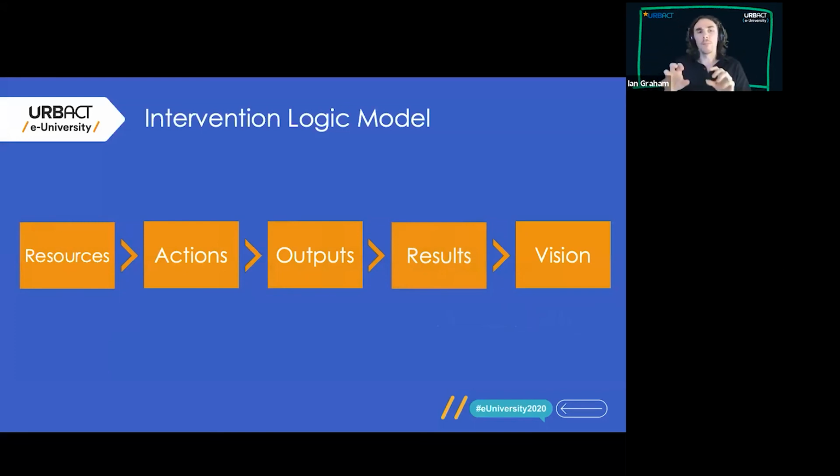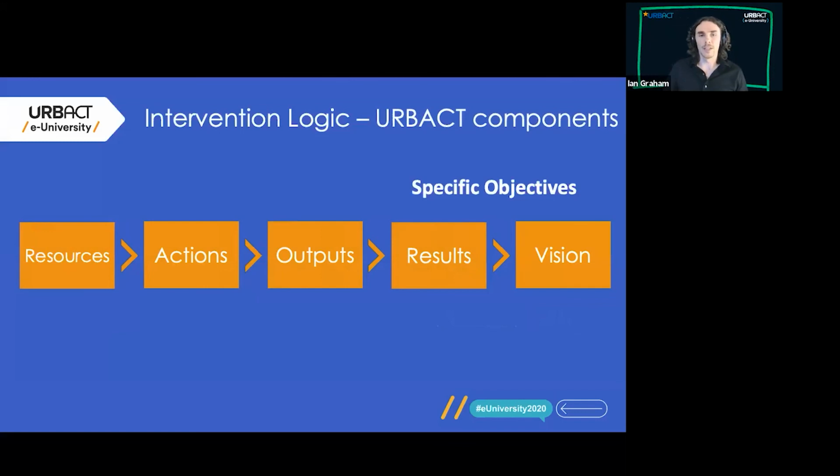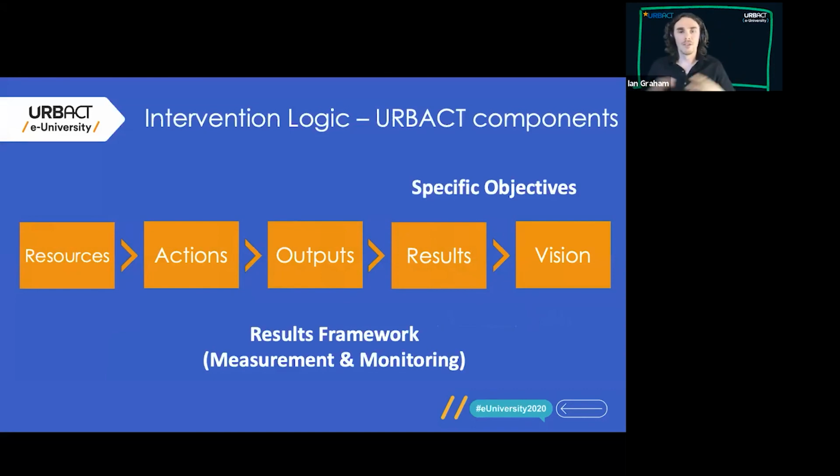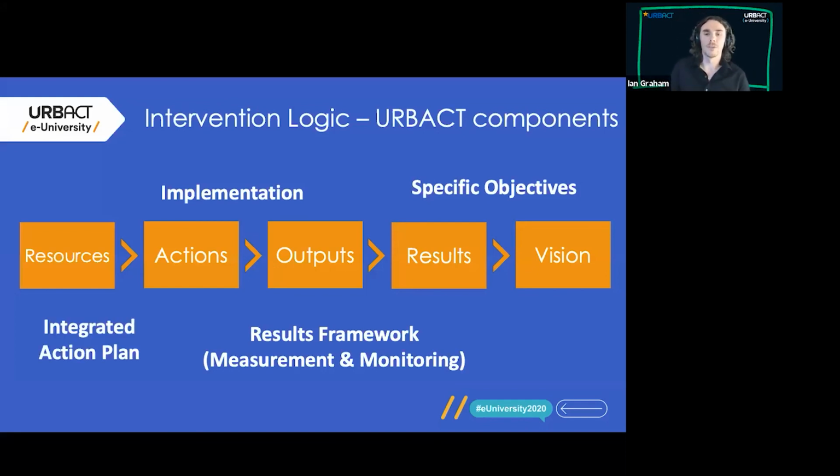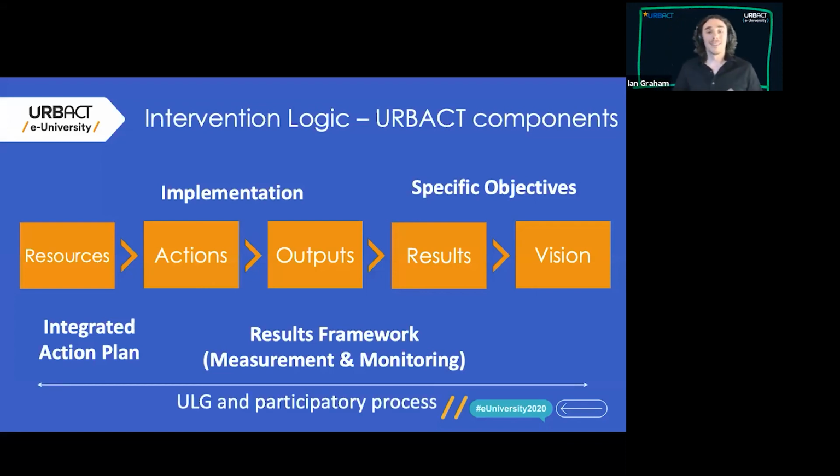Just anchoring that in some of the URBACT components then, we obviously talked about the vision in previous sessions already, but we also have objectives that we'll define as part of that vision to define what results we're looking for. There's also a results framework we'll need to create around measuring and monitoring the actions, the outputs and the results, and that's what Bella's going to talk about on Tuesday. We've also got the whole implementation phase, so putting those actions into practice. And then right at the start of that, we've got the integrated action plan, which is what we're trying to work towards building here. Underpinning all of that is the ULG and the participatory processes that go with that, and that cuts across all of this.